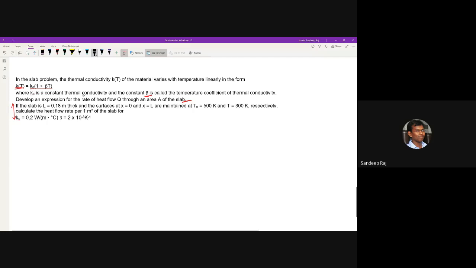So what we have till now is Q is equal to A by L into integral T2 to T1 of K of T into dt. This is our Q expression when your thermal conductivity is varying with respect to temperature. That's why I have taken this expression here. Now, K of T is given as K naught into 1 plus beta T. That expression I will substitute here.